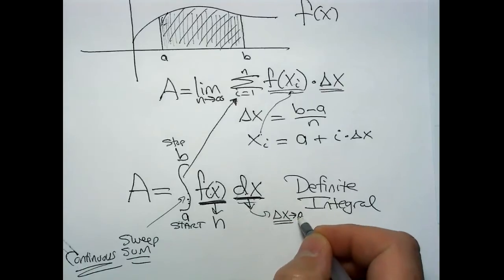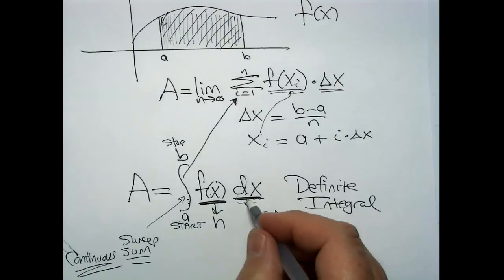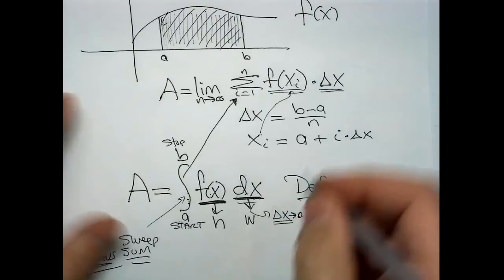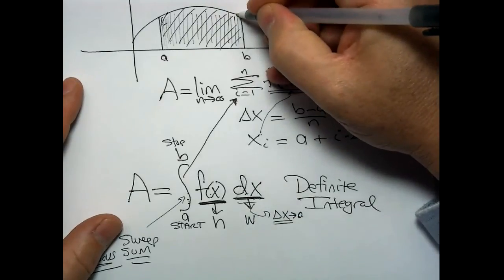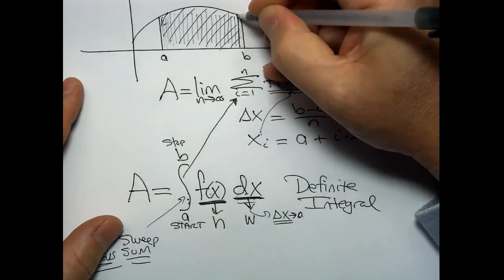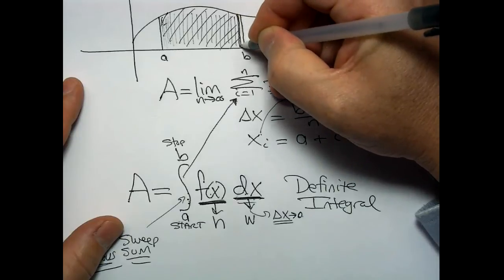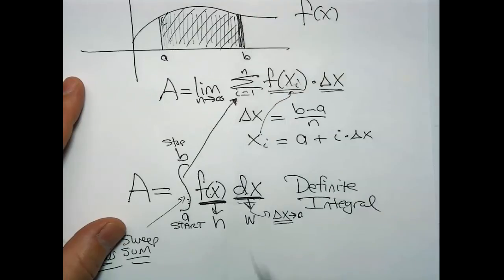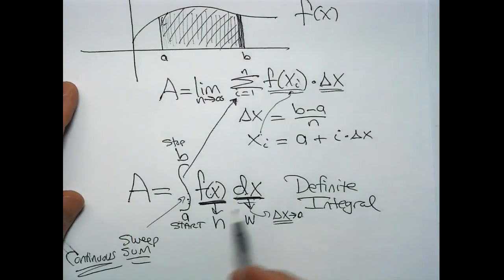It's delta x trying to get to 0 without ever reaching 0. So what is dx but the width? And what is my width on these rectangles? They are hair-thin rectangles painted right next to each other. I mean, the width is basically as thin as you possibly can imagine.